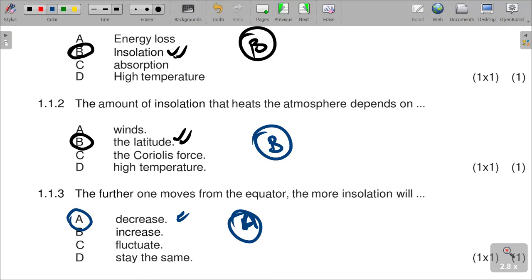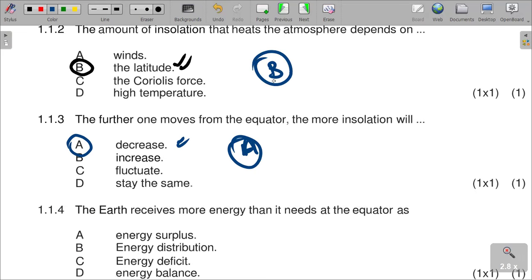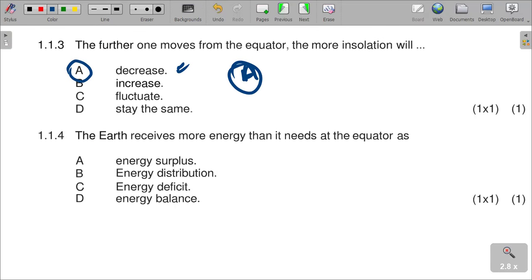So please note that as we move away from the equator, the energy or the insolation decreases. The Earth receives more energy than it needs at the equator; that is an energy surplus. Surplus is excess. Energy distribution is not like what it needs.